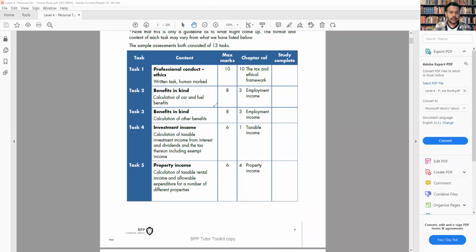Let's have a look. So task 1 will give us marks from the written task, and it will be marked by a human, and that will give us 10 marks in the exam.